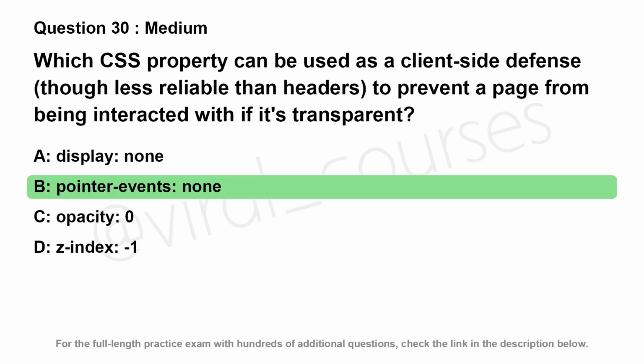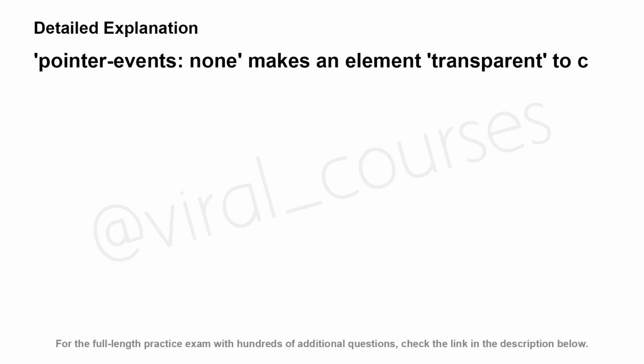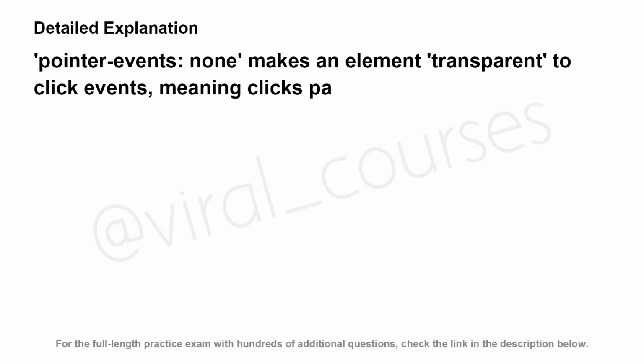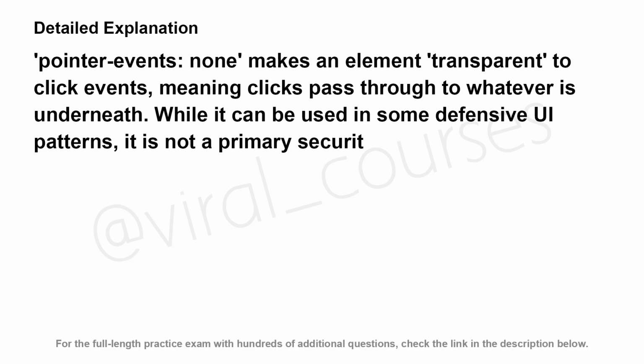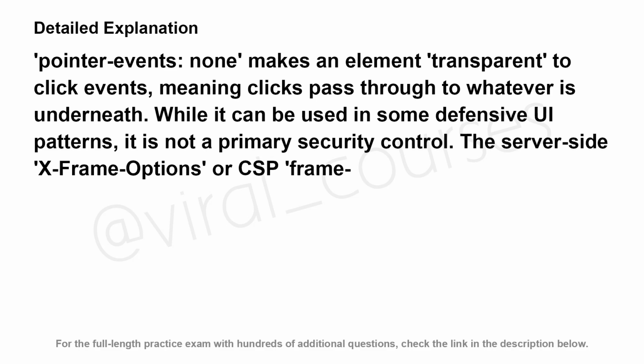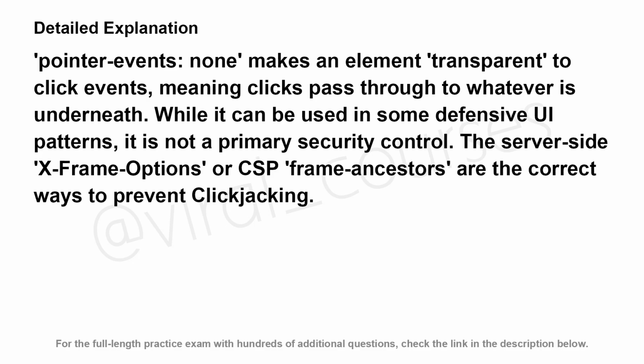The correct answer is B. pointer-events: none makes an element transparent to click events, meaning clicks pass through to whatever is underneath. While it can be used in some defensive UI patterns, it is not a primary security control. The server-side X-Frame-Options or CSP frame-ancestors are the correct ways to prevent clickjacking.